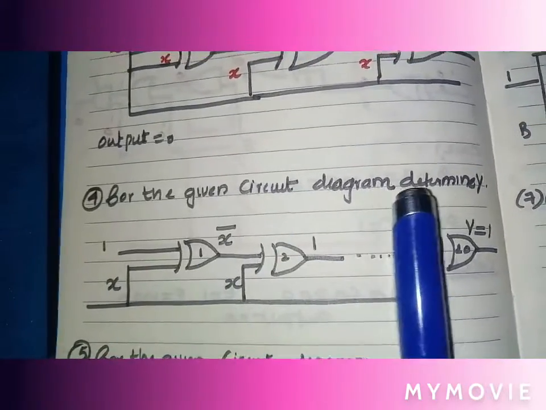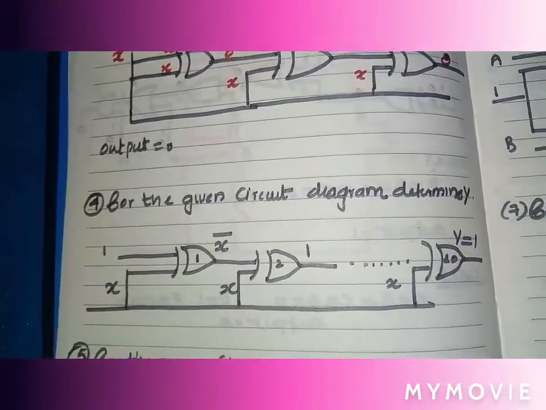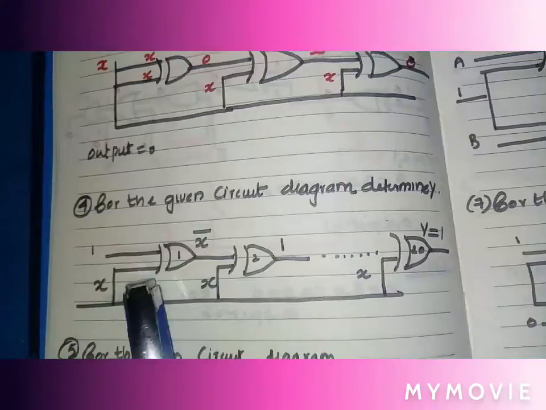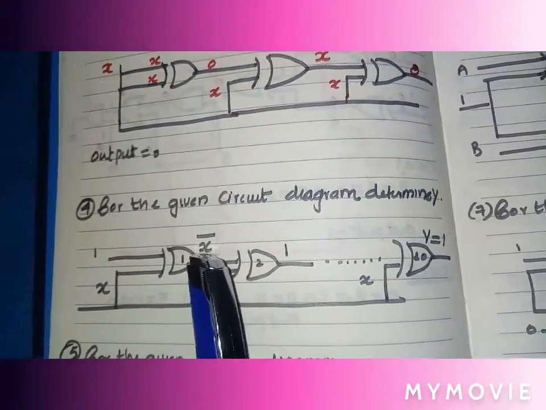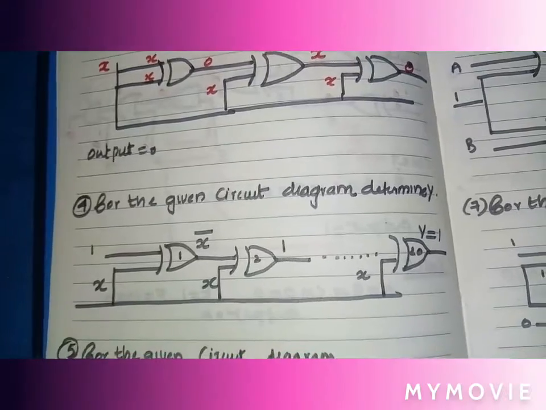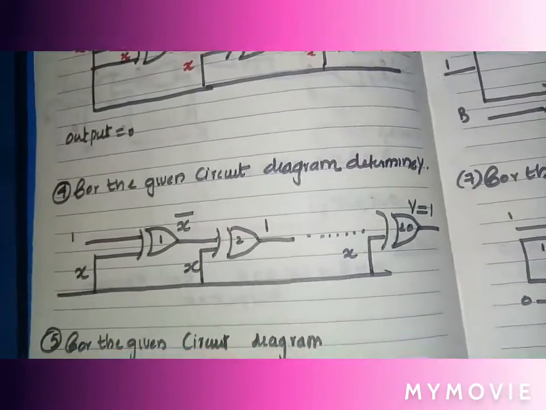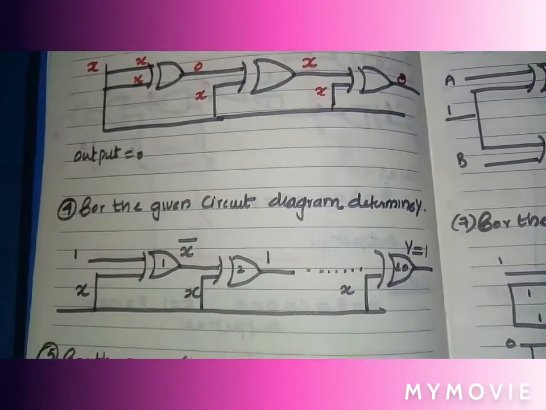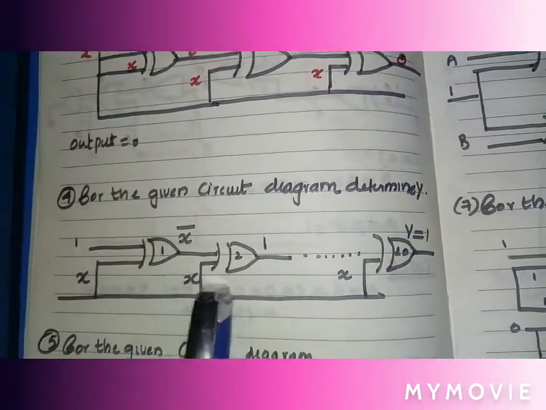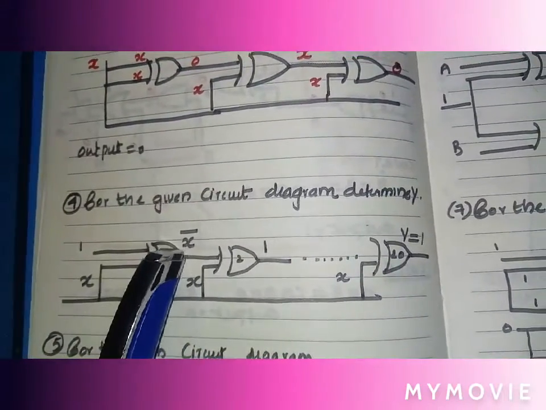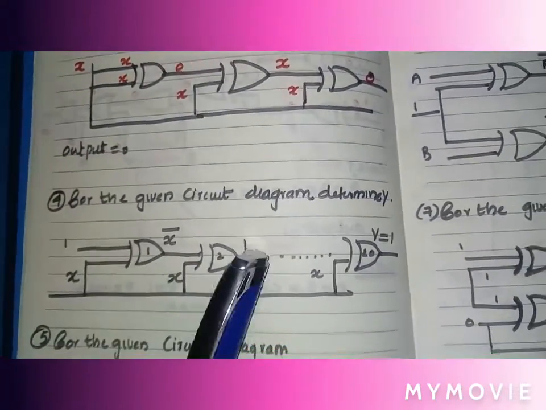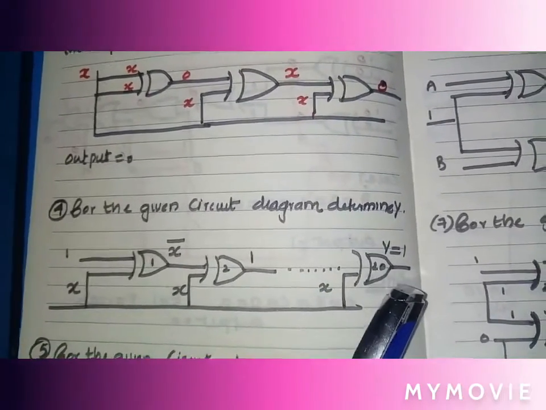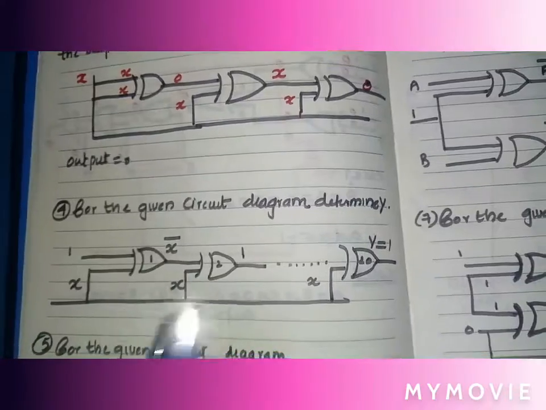Next question: for a given circuit diagram, determine the output. Here we know that the inputs are 1 and X for the XOR gate. So the output will be X bar, because for an XOR gate, if the inputs are 1 and another input, the output will be the other input's bar. If it is 0 and another input, the output will be the other input only. So here the inputs of the XOR gate are X bar and X. The inputs are different, so the output will be 1. And up to the 20th XOR is the output of the circuit diagram.